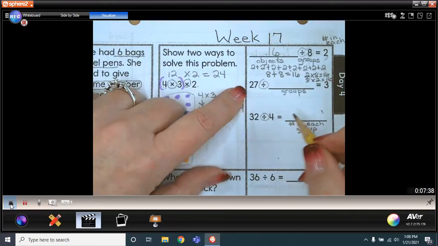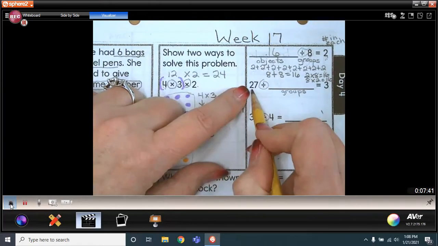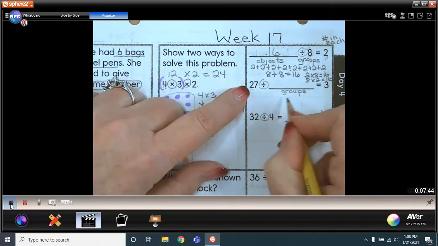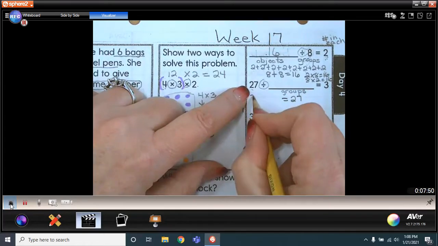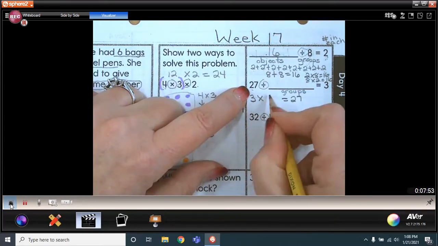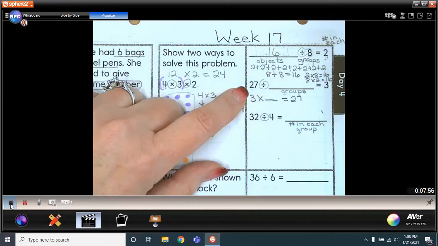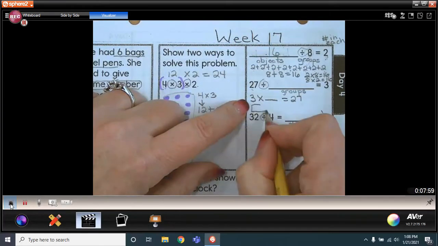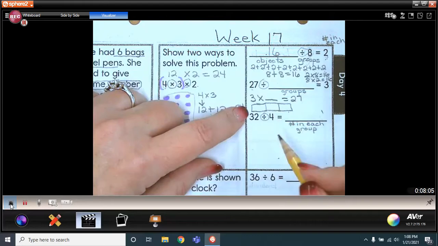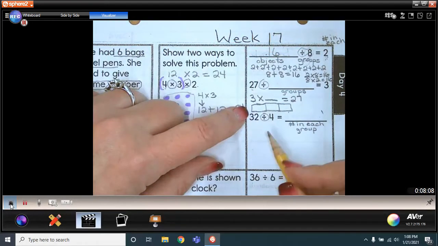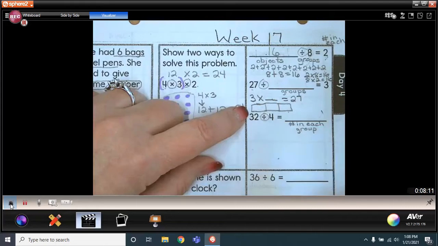Now you'll notice in the next equation, I know my total, which is the 27. I can see that I might know my groups, but I don't know how many are in each group. So I could take 3 groups and I could start putting objects into each group. Now, if you know your multiplication facts, you might know what this missing factor is to help you find your divisor. So this is a missing factor. This is your divisor. We need to know how many objects are in each group.